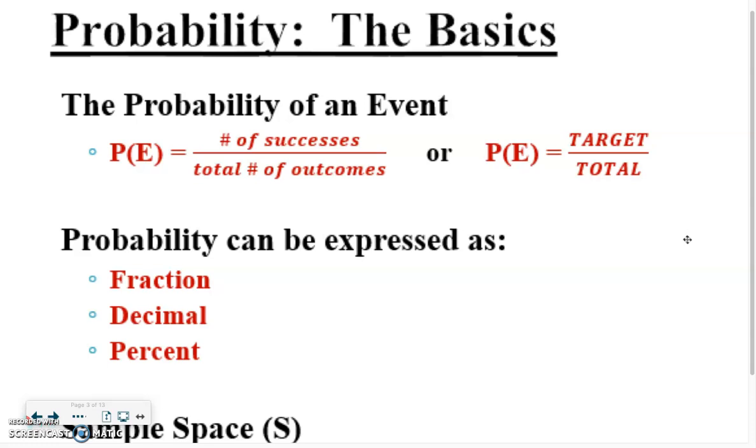But if we're flipping a coin, we know that there's 2 outcomes. It's going to land on heads or it's going to land on tails, right? So there's a total of 2. The target was landing on heads. If I'm looking at the coin, only one of the outcomes is heads, right? So that's why we would say target divided by total, 1 divided by 2, is how we would get there.